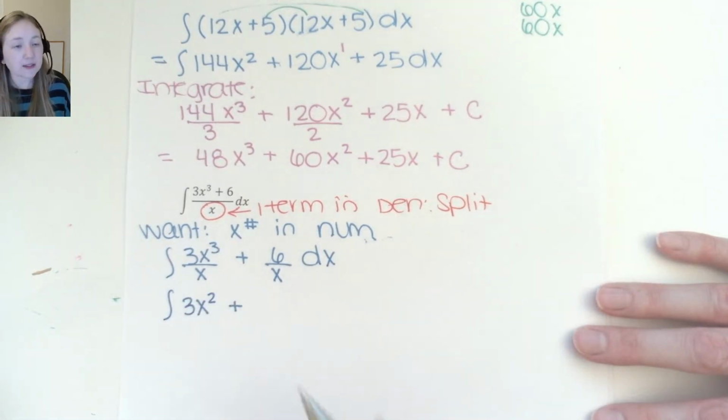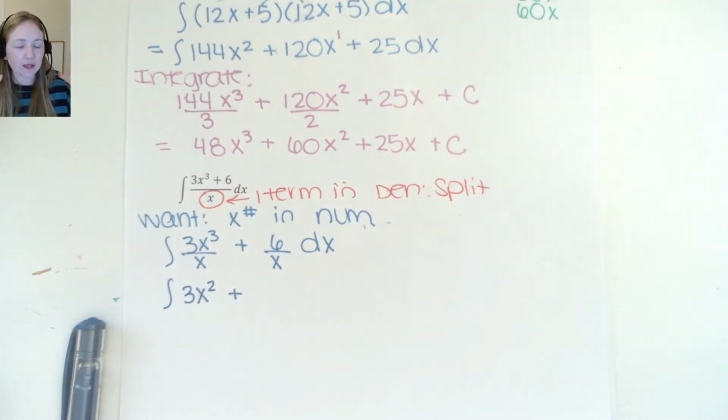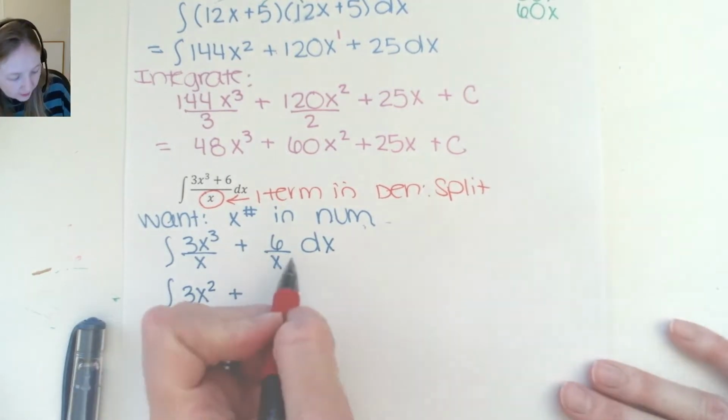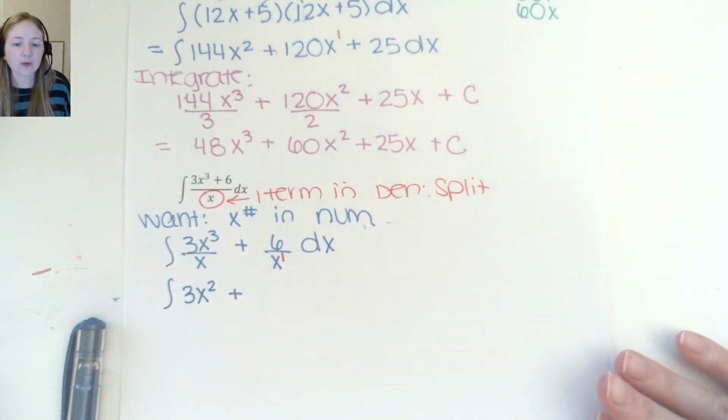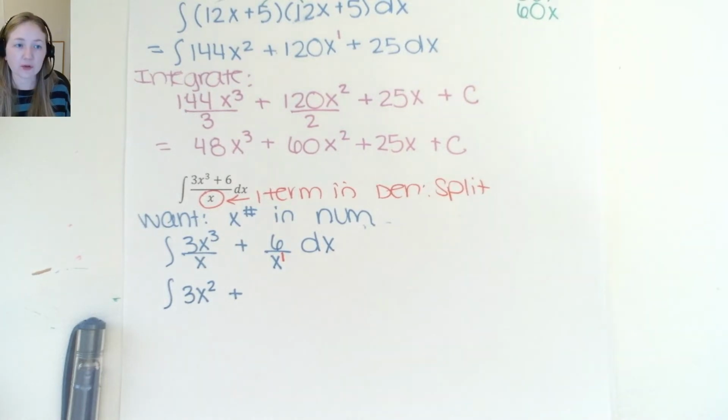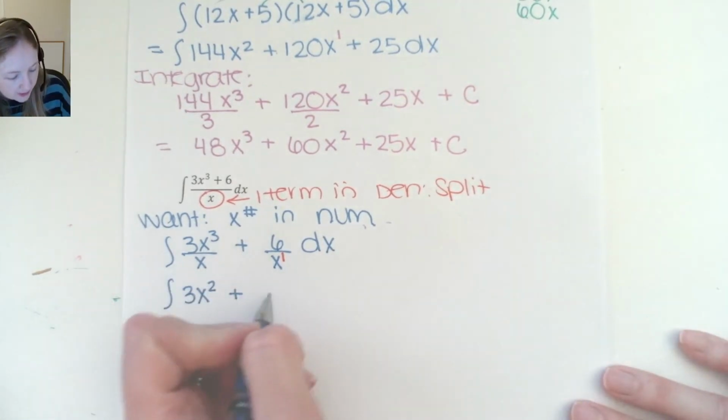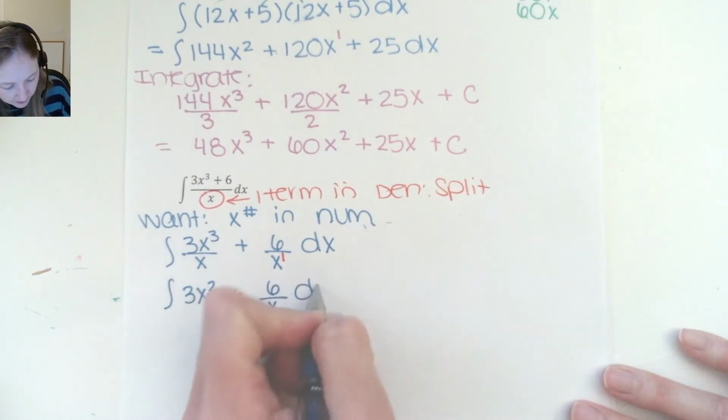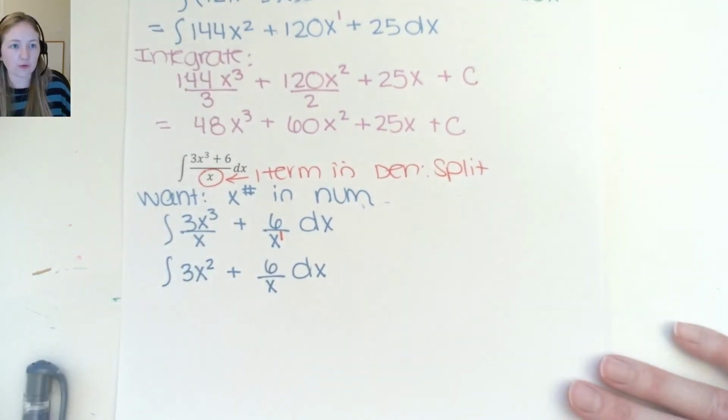Now, you'll notice that the 6 over x is a red flag, because we know we have a separate rule when we see these x to the first in the denominator. So we do not move the x to the first up. What we're going to do is keep it as just 6 over x, because we'll be using our natural log rule for that term.